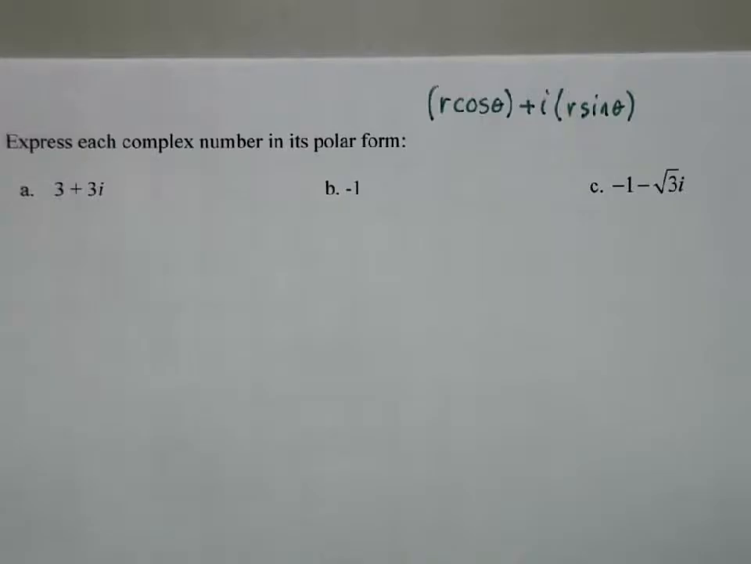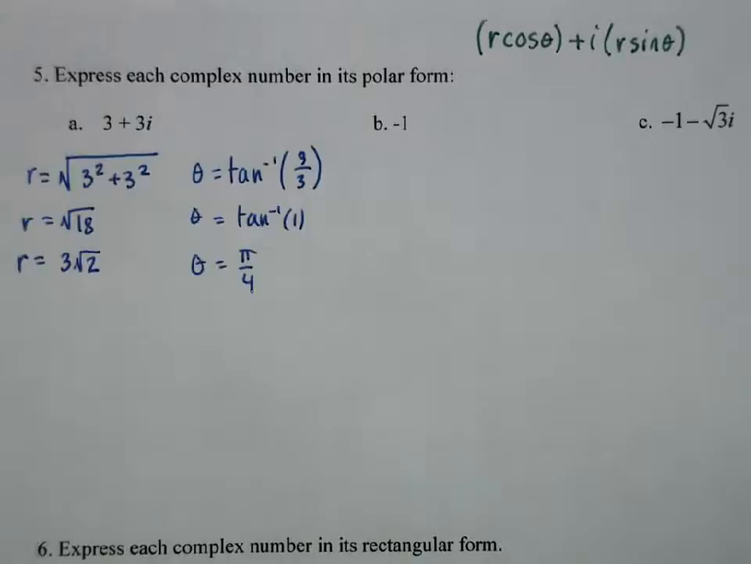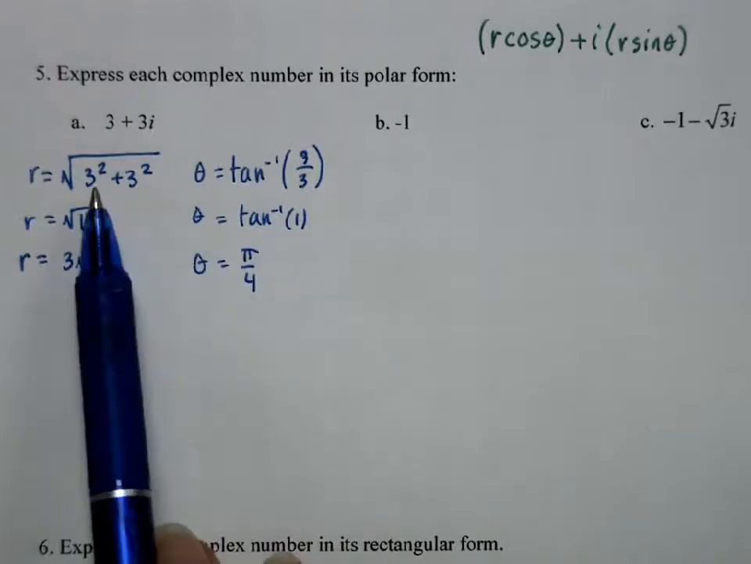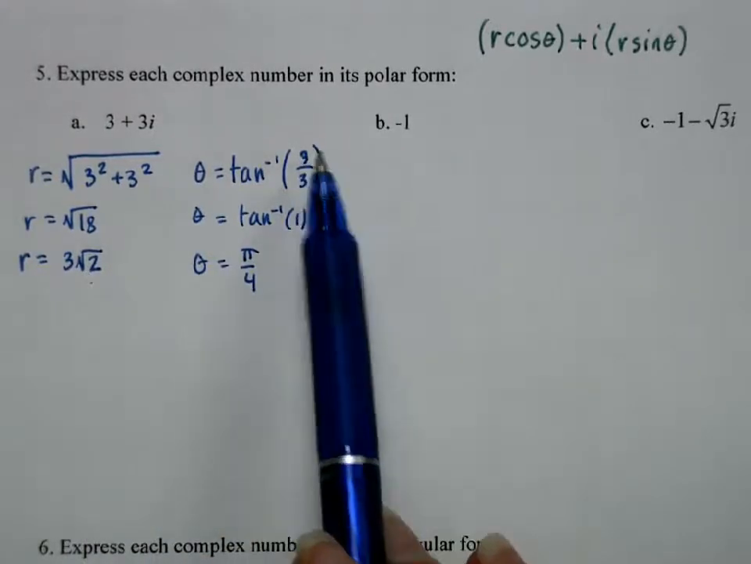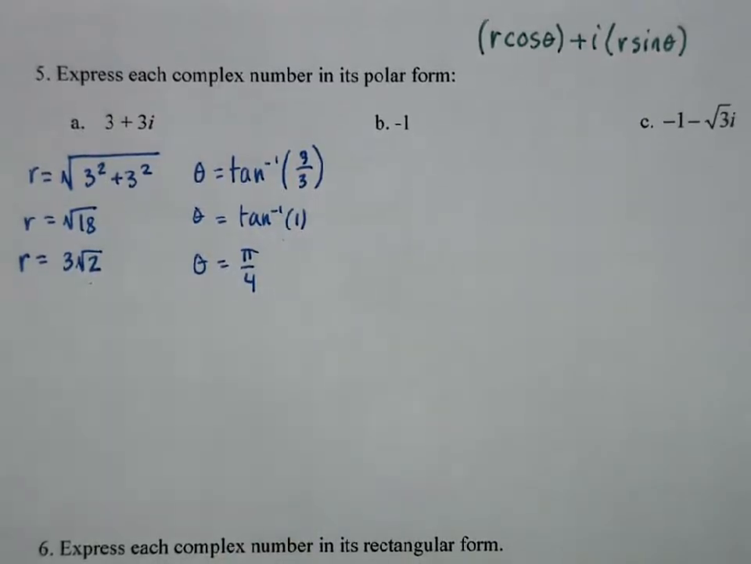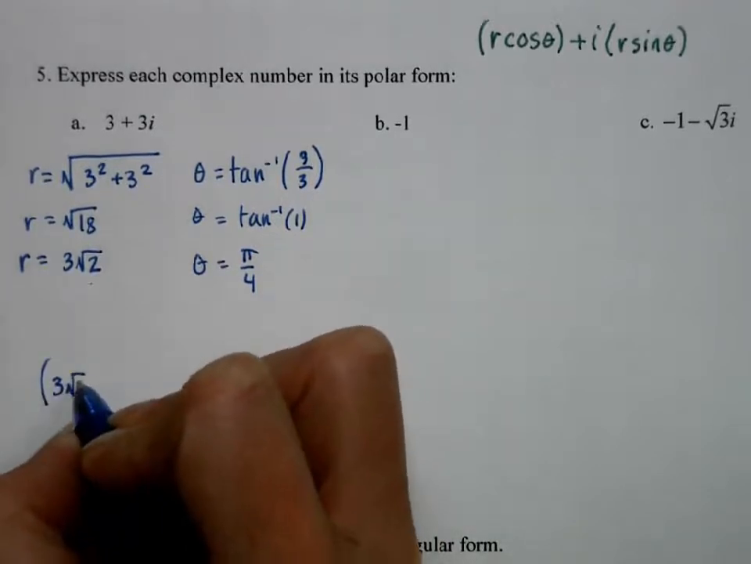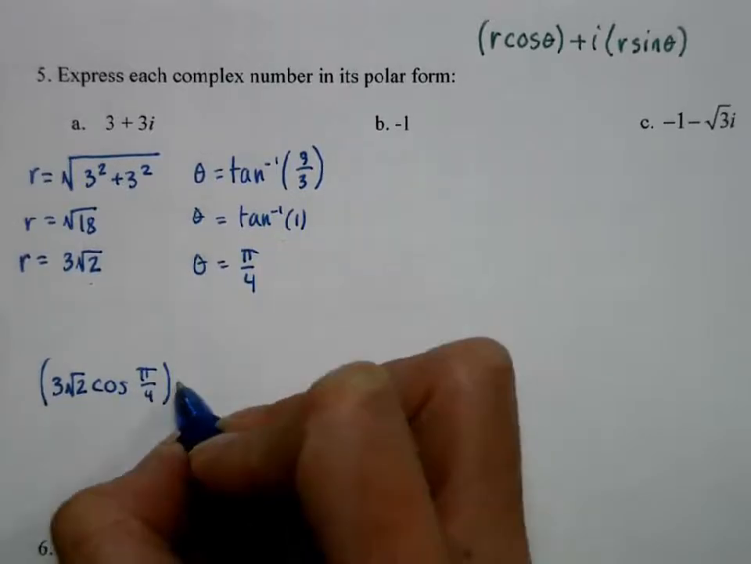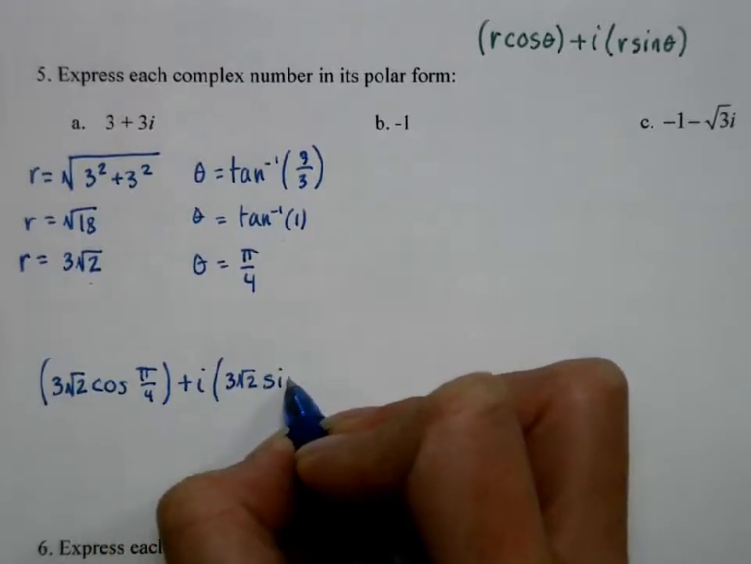So this first one, like we said, we've done the math on this one already. Okay, so we still calculate r and theta the same way. So 3 squared plus 3 squared is 18, which simplifies to 3 root 2. Tangent inverse of 3 over 3 is still tangent inverse of 1, is still pi over 4 in the first quadrant. But when we put all this together, it's not a coordinate. It's a 3 root 2 cosine pi over 4 plus i 3 root 2 sine pi over 4.